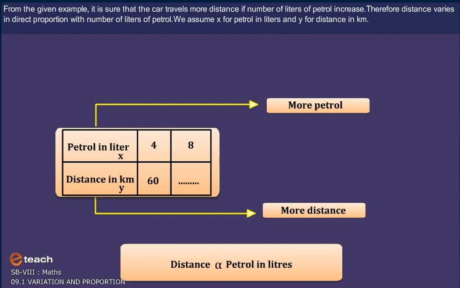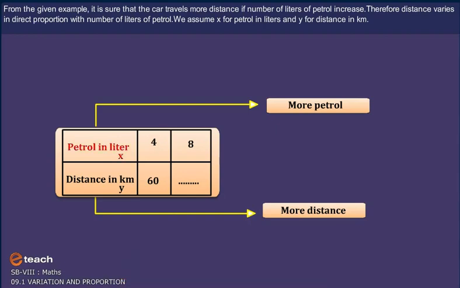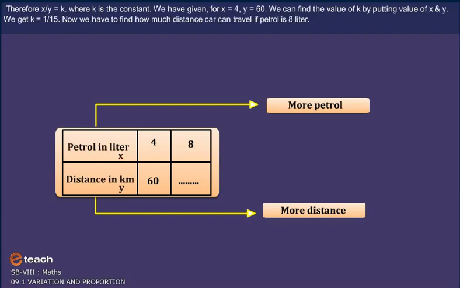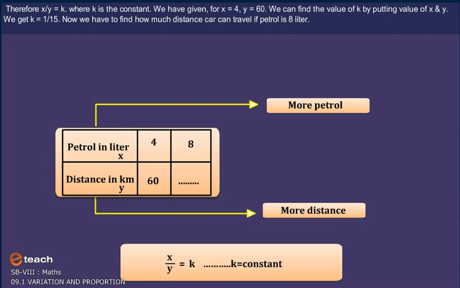We assume x for petrol in liters and y for distance in kilometers. Therefore, x by y is equal to k, where k is the constant. We are given x is equal to 4, y is equal to 60. We can find the value of k by putting the values of x and y. We get k is equal to 1 by 15.